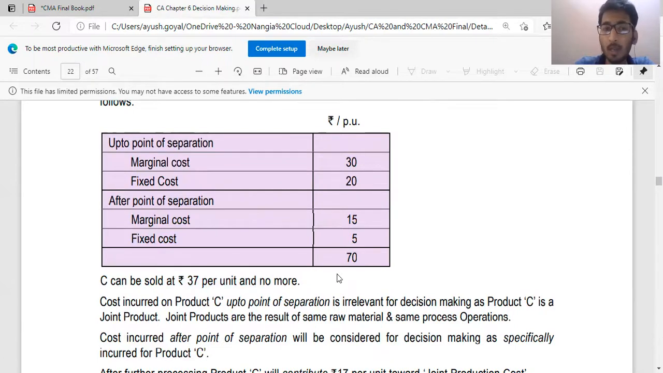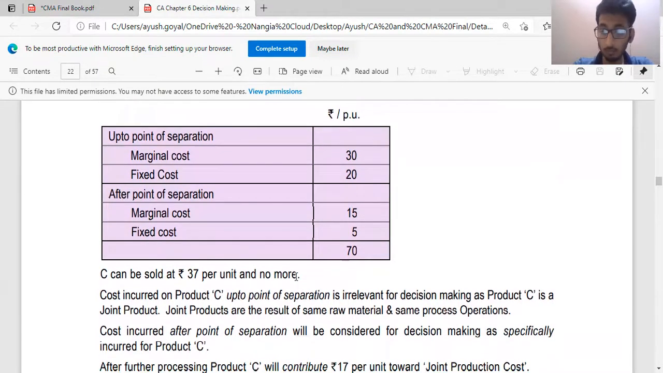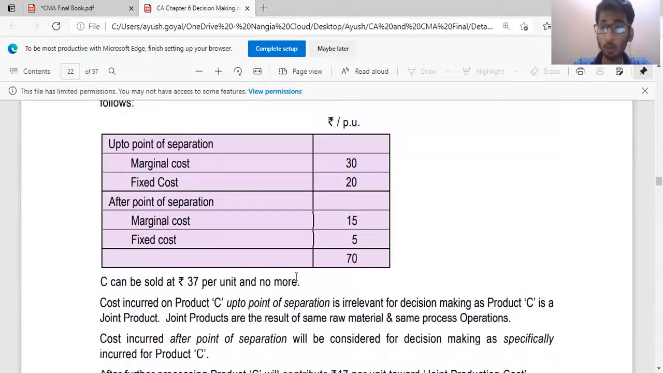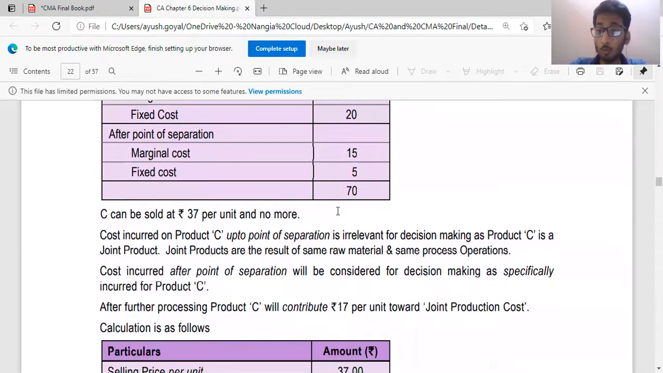So in the decision making part, what would be my decision? Basically, what profit are you earning? If I talk about the contribution, you are earning a 22 rupees contribution, 37 minus 15. So 22 rupees contribution you are earning by selling the product C. So what would be your decision? Basically, you are earning a contribution of 22 rupees, so the decision of further processing C would be better. Why? Because we are earning at least something.